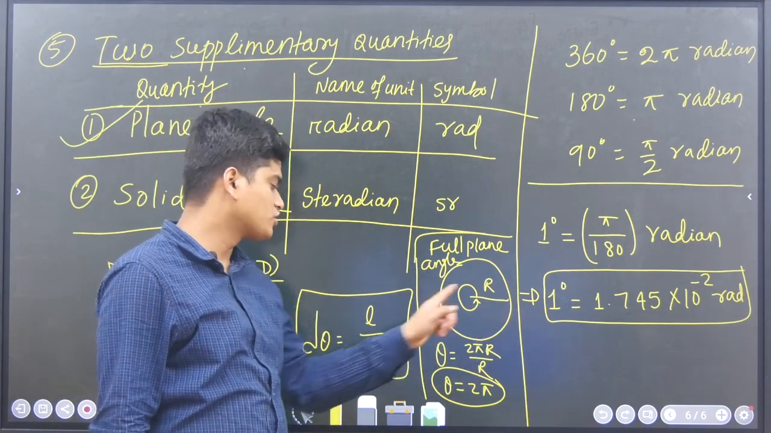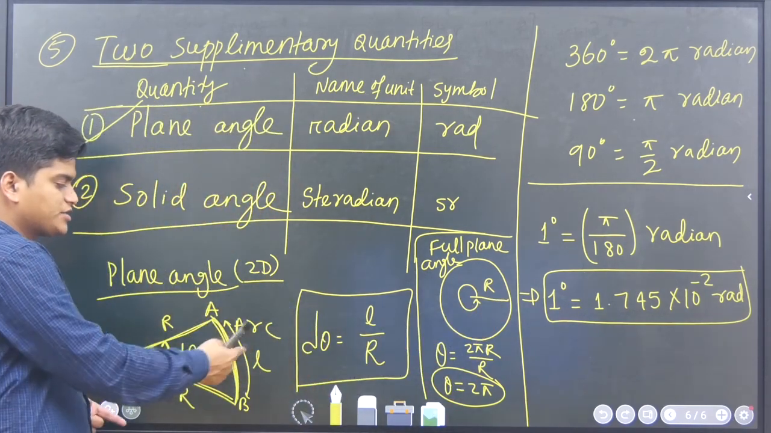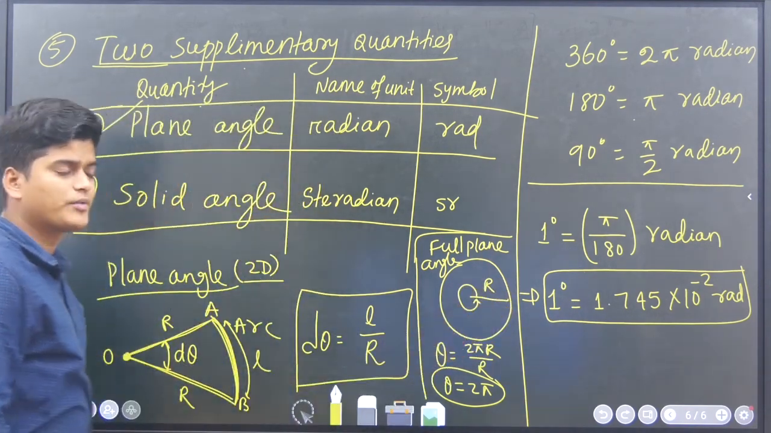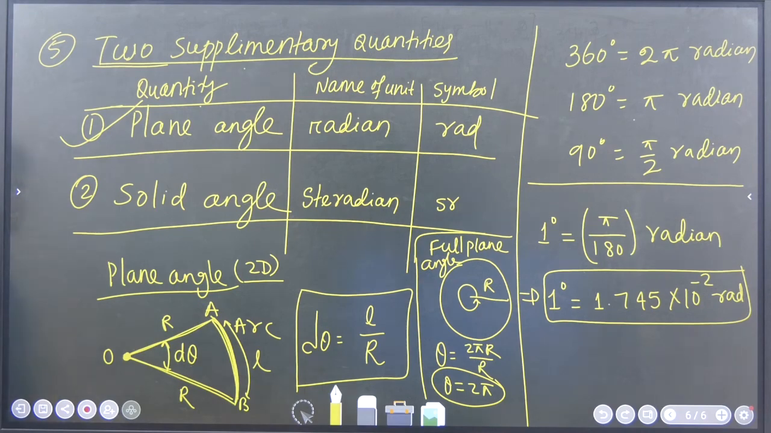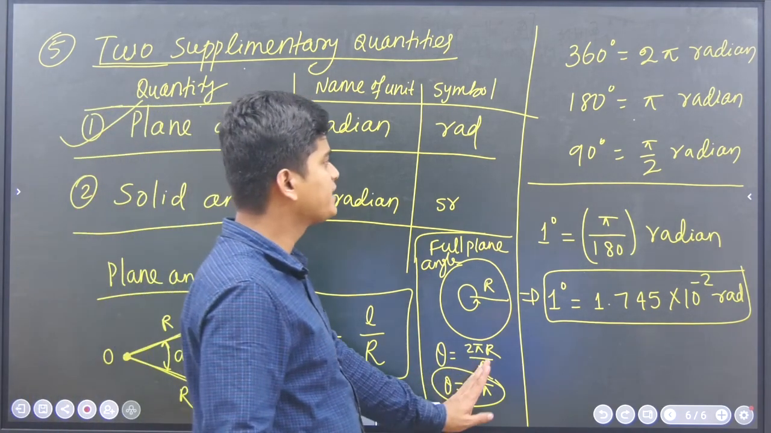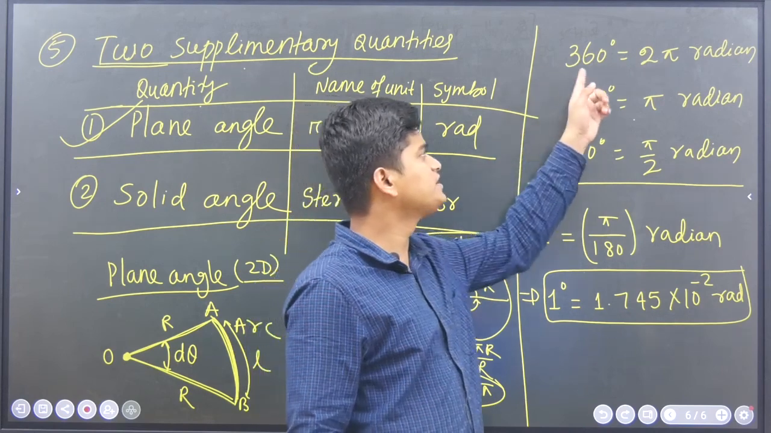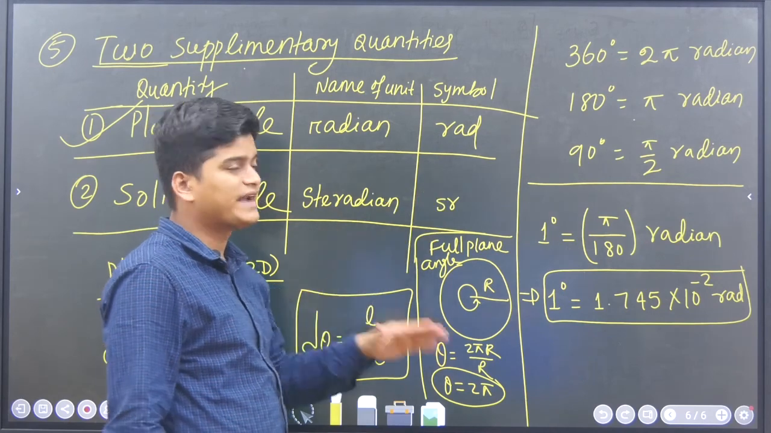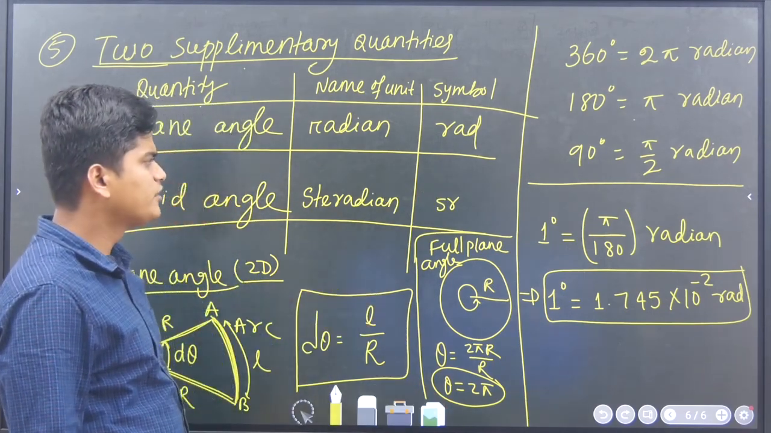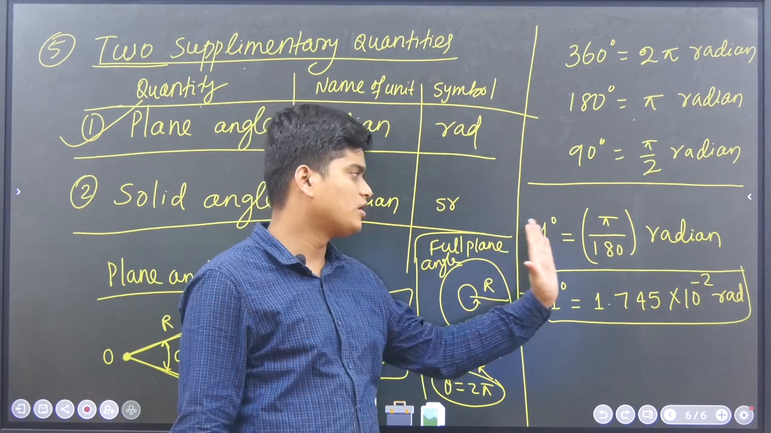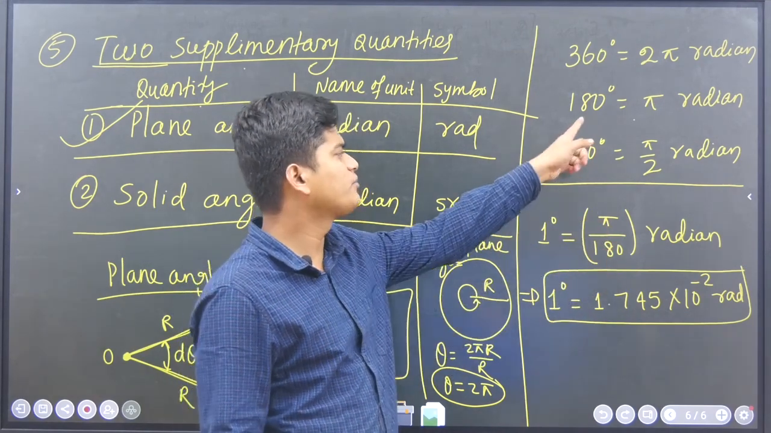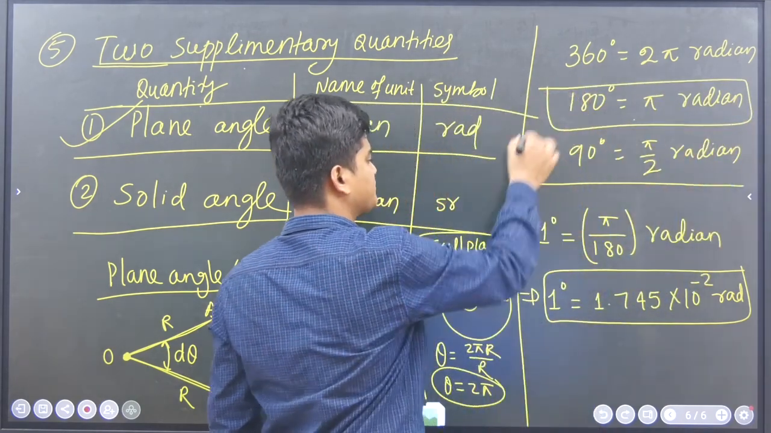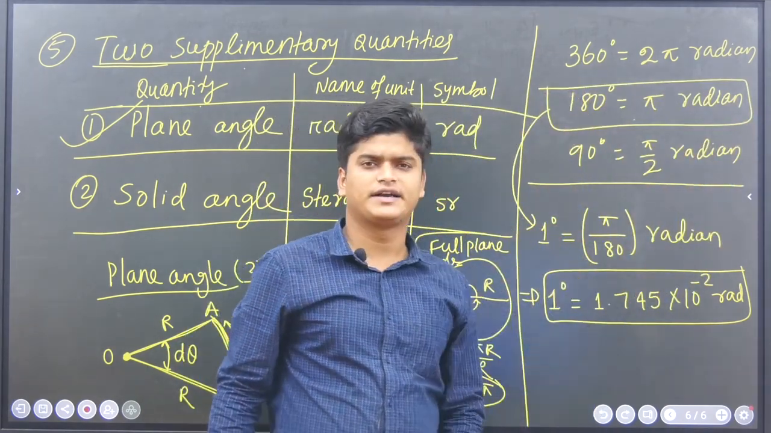Why 2 pi r? Because if we take a full circle, the small l becomes 2 pi r, the total circumference of the circle. So it comes to 2 pi, and theta equal to 2 pi radian, and the circle angle is 360 degree. So 360 degree equals 2 pi radian, 180 degree equals pi radian, and 90 degree equals pi by 2 radian. You can calculate 1 degree from this expression: 1 degree is pi by 180 radian.